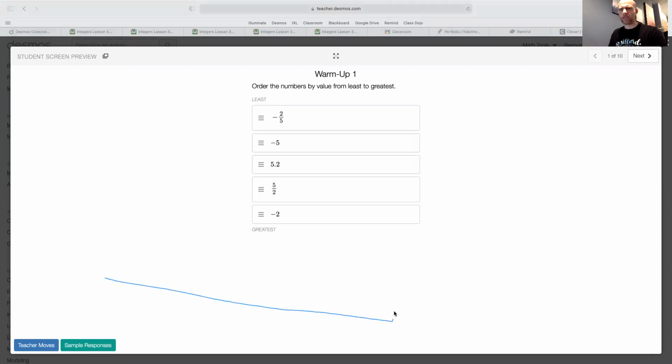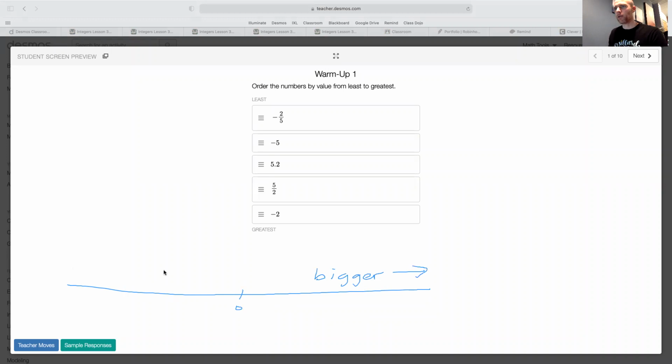I don't know why I tried to get such a weird angle. Hold on, let me try that again. It's weird, it just seems angled today. So if this is 0, you got bigger this way, you got smaller that way. So keeping that in mind, let's see here.